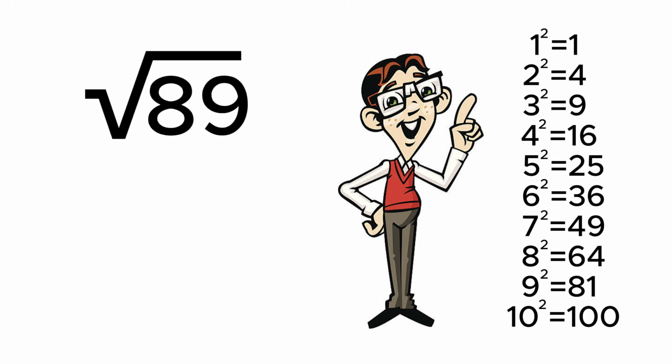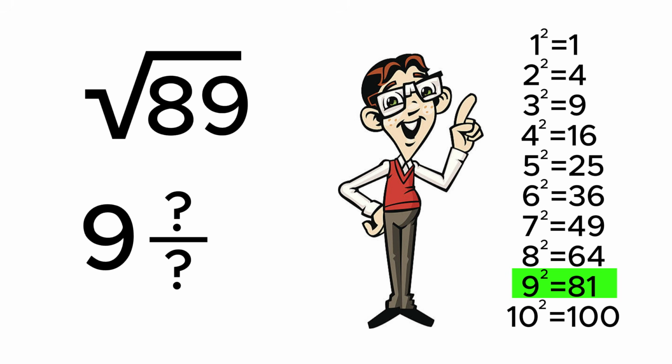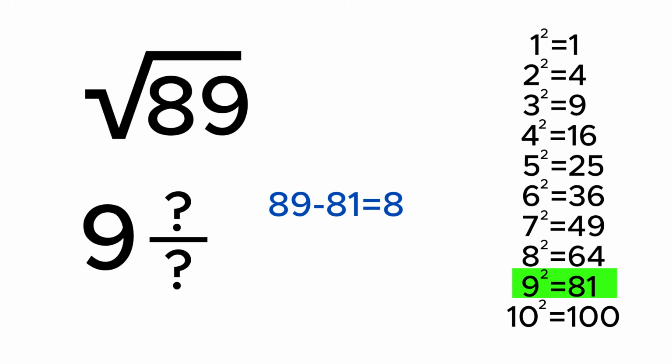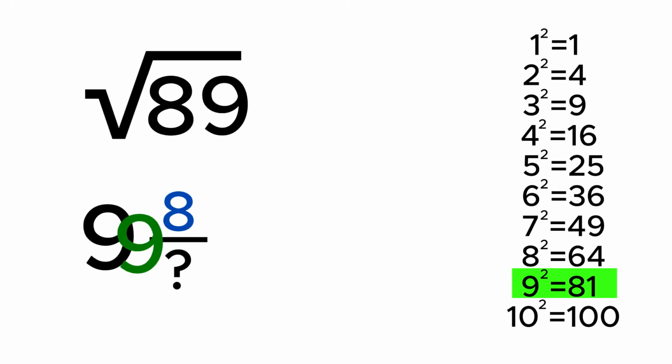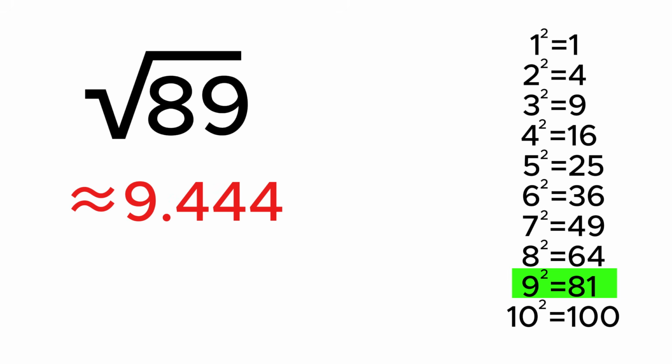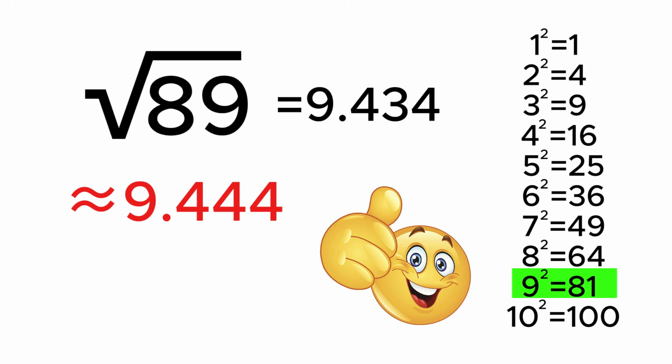The perfect square just below 89 is 81, so the answer starts with 9. Now subtract. 89 minus 81 is 8, and 9 times 2 is 18, which comes out to about 9.444. The real value is roughly 9.434, again, very close.